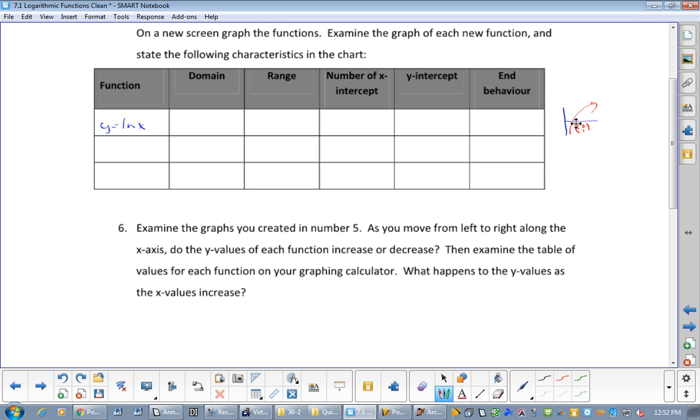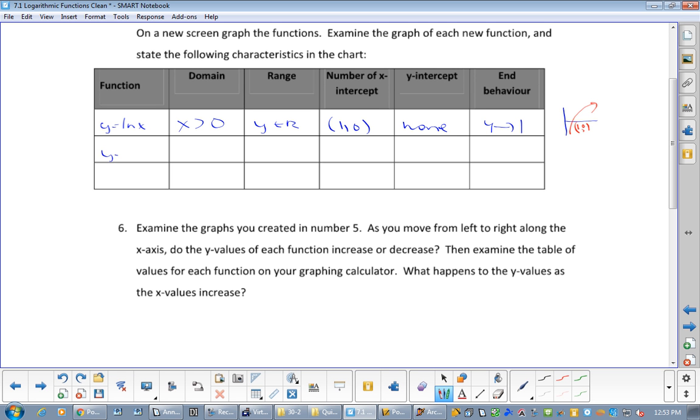So ln x, what can you tell me about the domain? X greater than 0. Range. Y is in the reals. What is the x-intercept? 1, 0. The y-intercept. End behavior. 4 to 1.